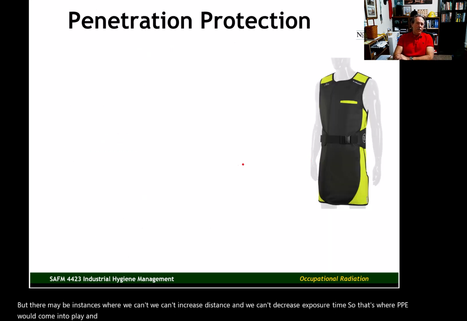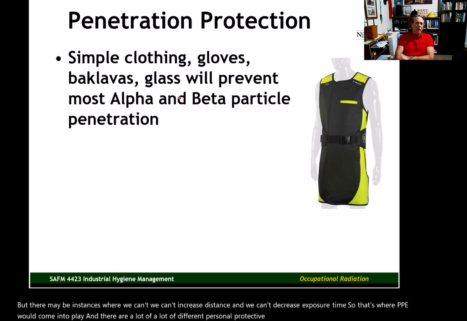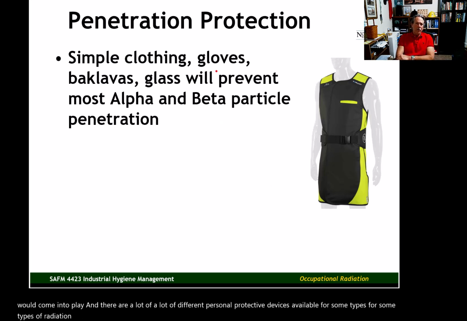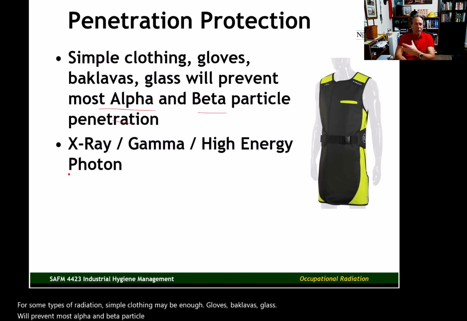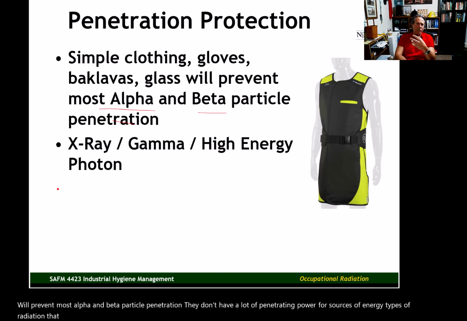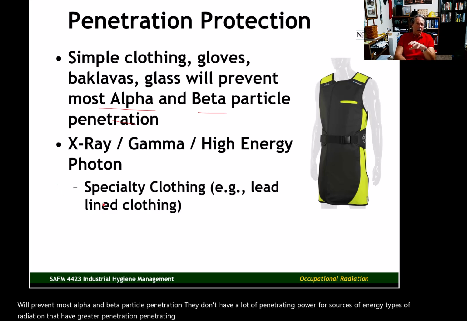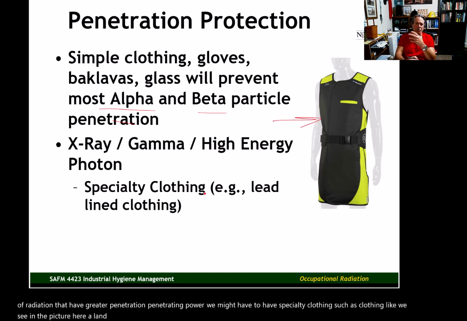And there are a lot of different personal protective devices available. For some types of radiation, simple clothing may be enough. Gloves, balaclavas, glass will prevent most alpha and beta particle penetration. They don't have a lot of penetrating power. For types of radiation that have greater penetrating power, we might have to have specialty clothing, such as clothing like we see in the picture here. A lead-lined smock or a vest or something along those lines.